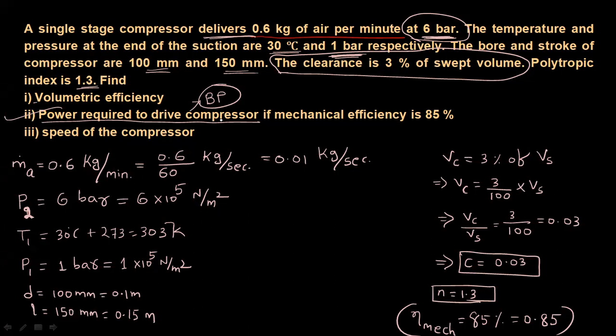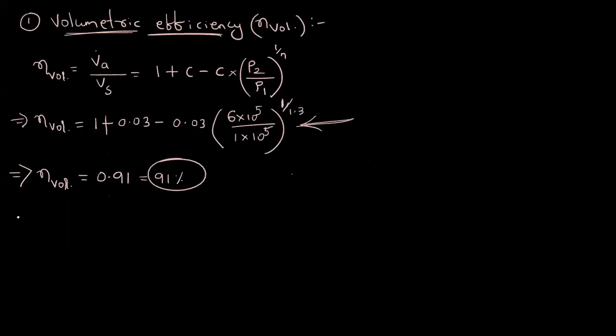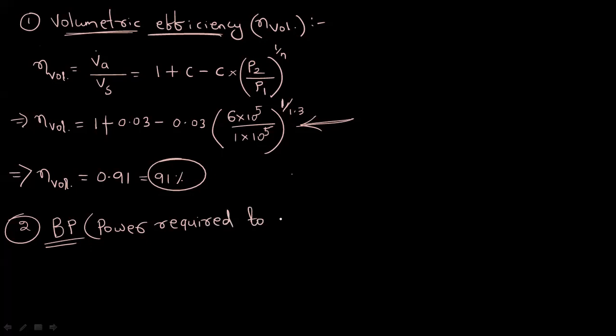Power required to drive the compressor if the mechanical efficiency is 85%. So in the second point, we are going to calculate brake power, or the power required to drive the compressor. Here we use the mechanical efficiency formula. Mechanical efficiency is indicated power by brake power.